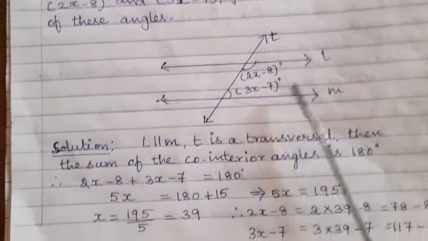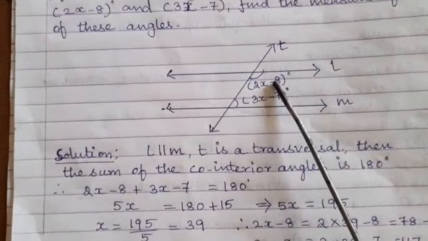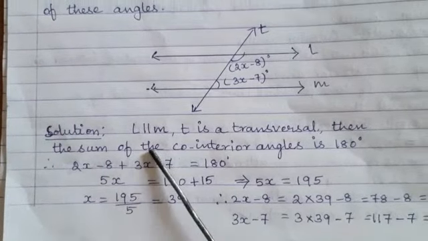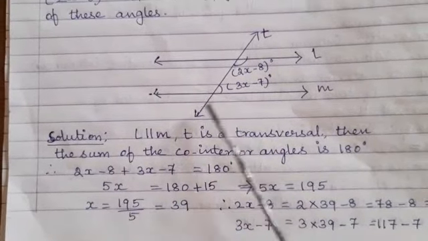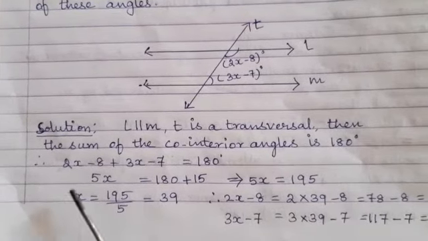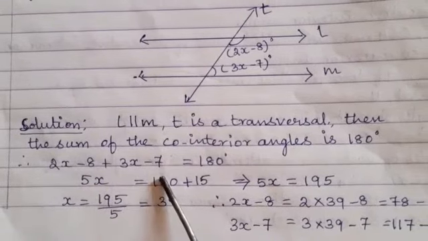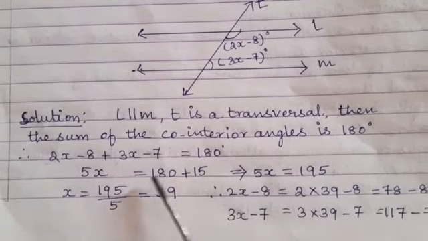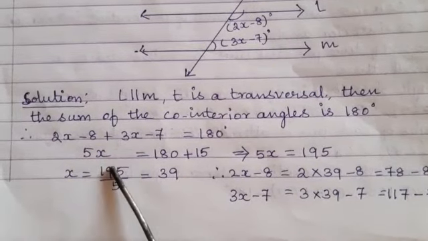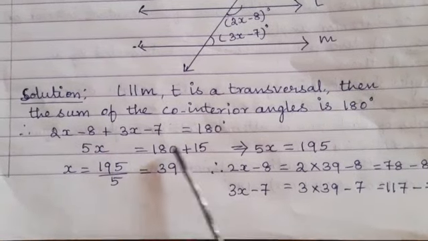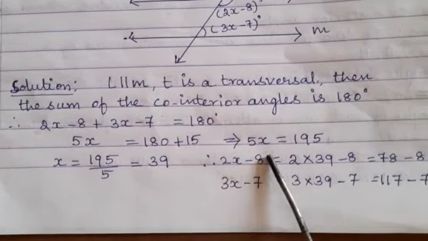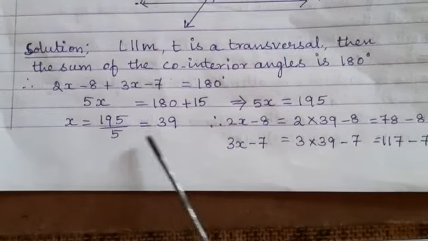You know that if the given two lines are parallel, the co-interior angle sum equals 180 degrees. So how will you write the solution? L is parallel to M, T is the transversal, then the sum of the co-interior angles equals 180 degrees. So 2x minus 8 plus 3x minus 7 equals 180 degrees. Then solving the equation, separate the variables and constants. 2x plus 3x is 5x, which equals 180 minus 15. Here it is minus 15, so on this side by transposition plus 15. So 5x equals 195, then x equals 39.